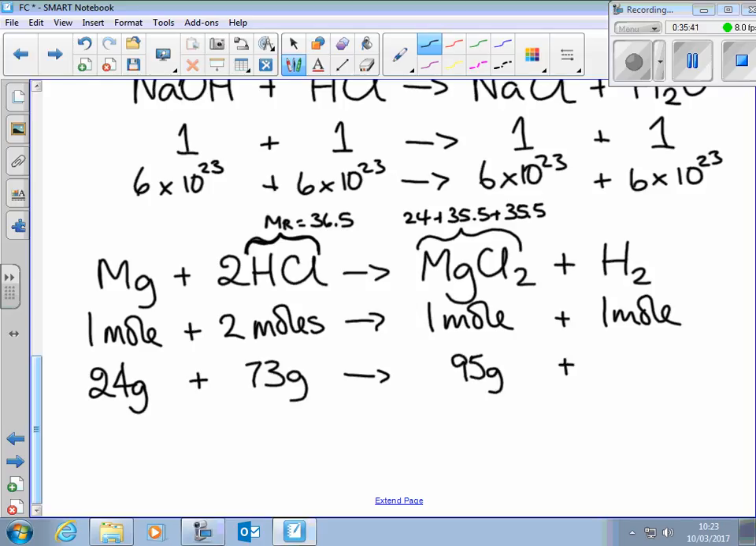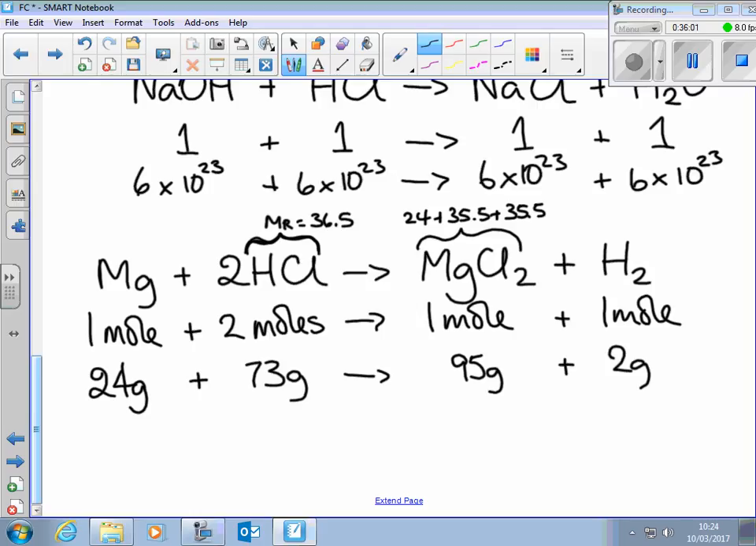And then a mole of H2 has a molar mass of, well, what's its formula mass? 2 grams. Yeah, so it's 2. Okay, so do they add up? I rather think they've got to. So yeah, 97 on both sides. So we haven't gained anything, we haven't lost anything, but they've moved about.